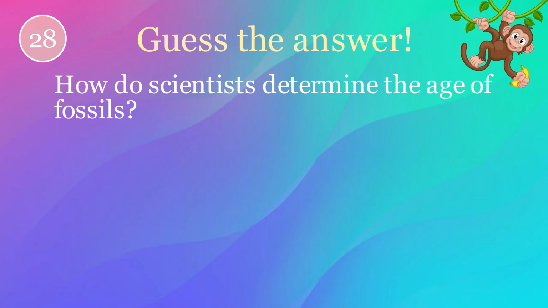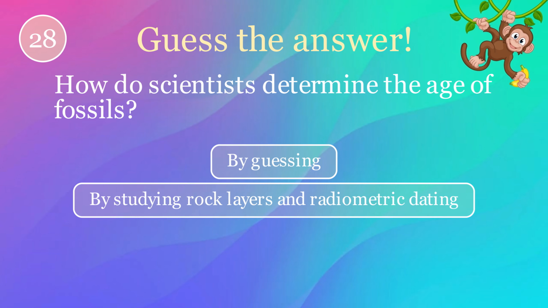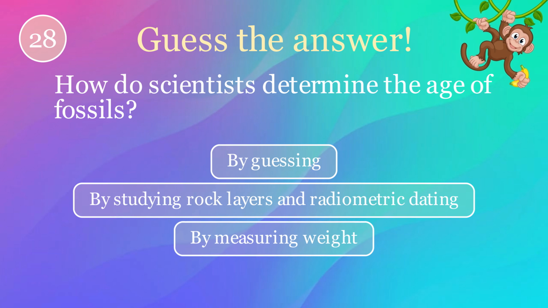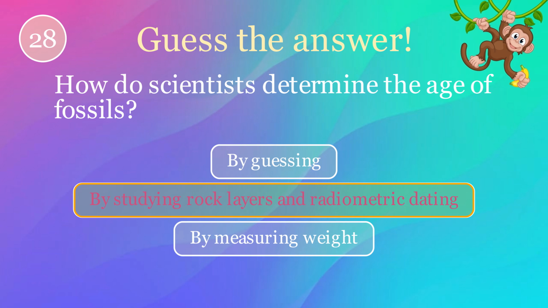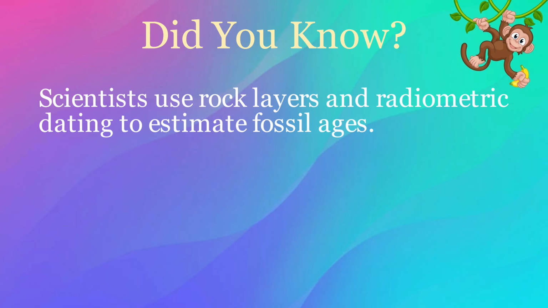How do scientists determine the age of fossils? By guessing. By studying rock layers and radiometric dating. By measuring weight. The correct answer is, by studying rock layers and radiometric dating. Here's an interesting fact: scientists use rock layers and radiometric dating to estimate fossil ages.